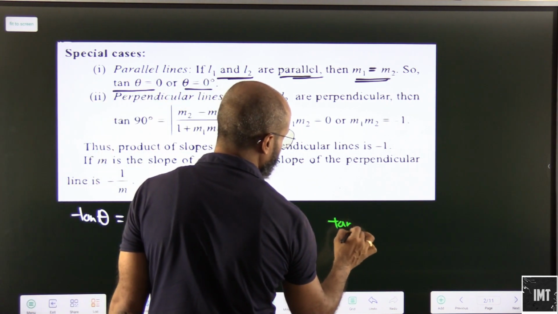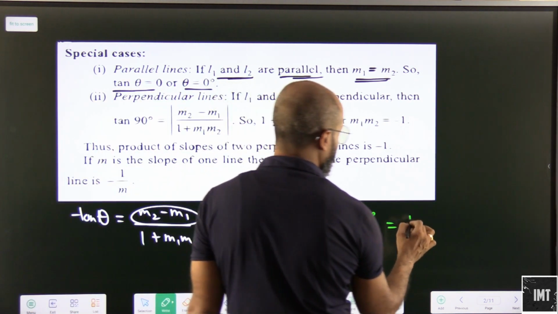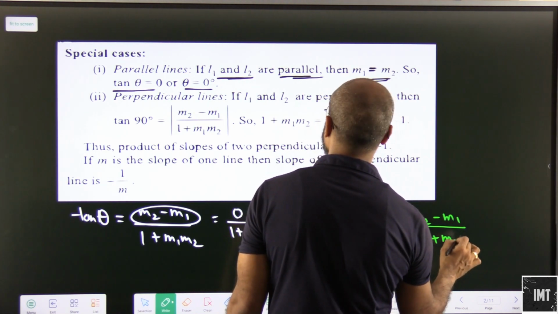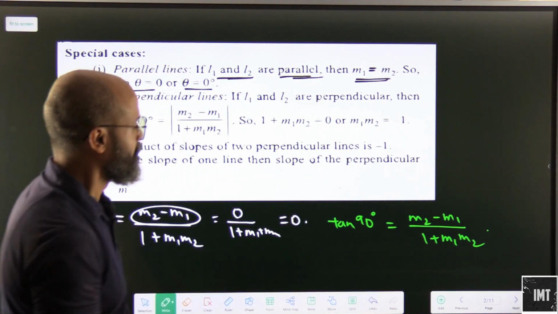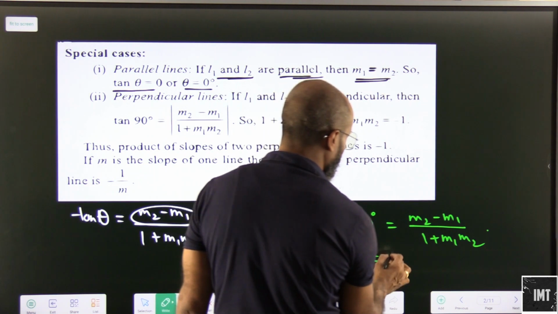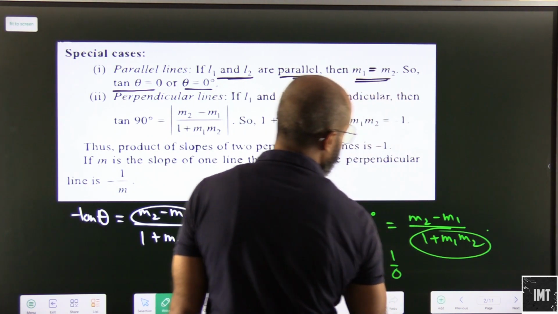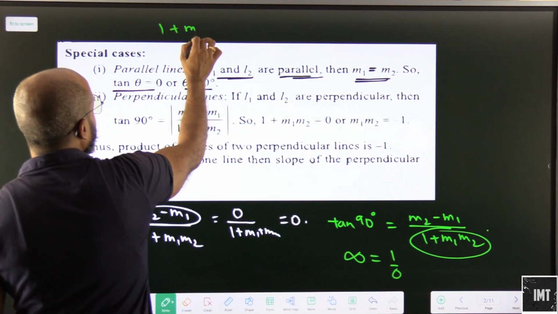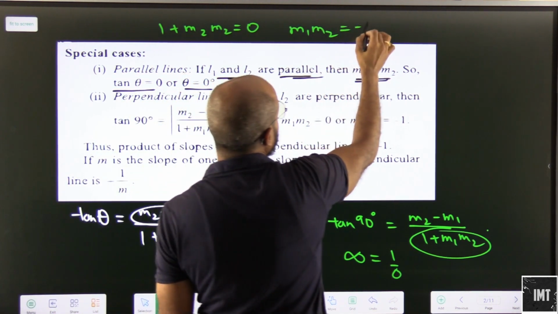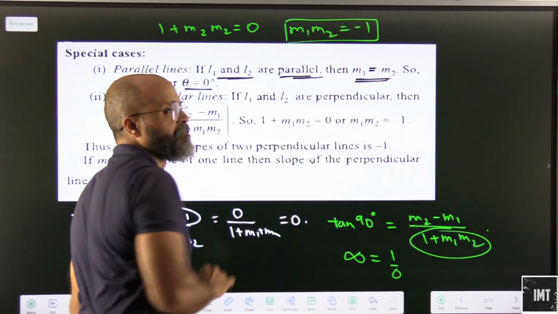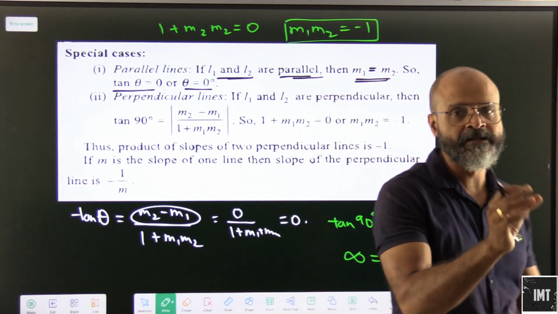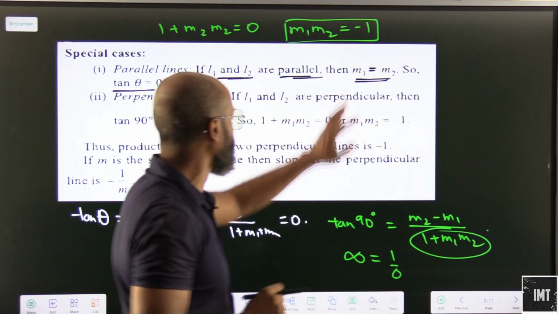Obviously the angle between them will be tan 90, and this will be equal to (m2 minus m1) upon (1 plus m1 m2). Okay, so this tan 90 we know is infinity. Infinity means 1 by 0. So this means that 1 plus m1 m2 will be equal to 0, which means m1 m2 will be equal to minus 1. So when we have parallel lines, the slopes are equal. When we have perpendicular lines, the product of their slopes is equal to minus 1.